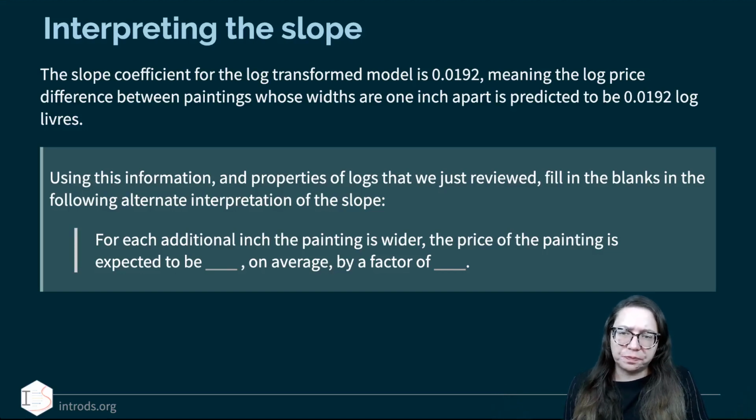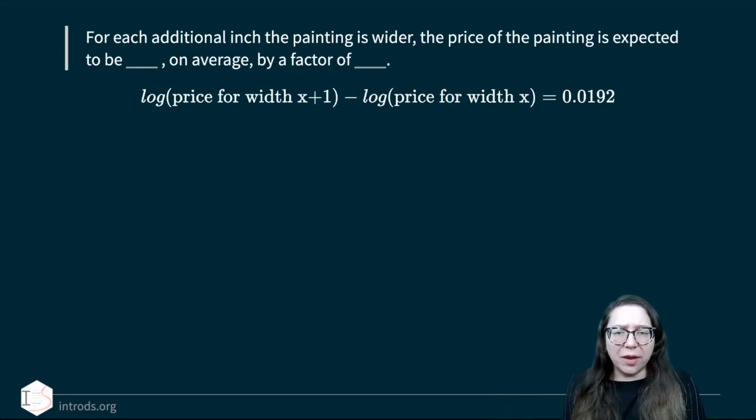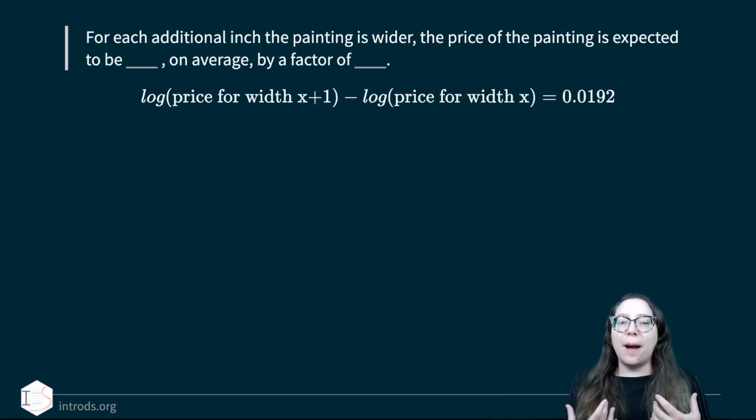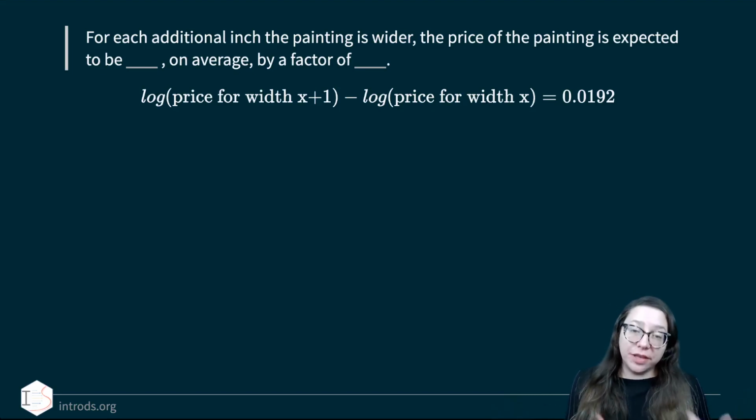So if I was to say that, think about two paintings, one with width x and the other one with width x plus 1. So two paintings, 1 inch apart. According to this model, if I know their log prices, or their prices, and then take the logs of these two numbers, the difference between those two is going to be our slope, 0.0192.